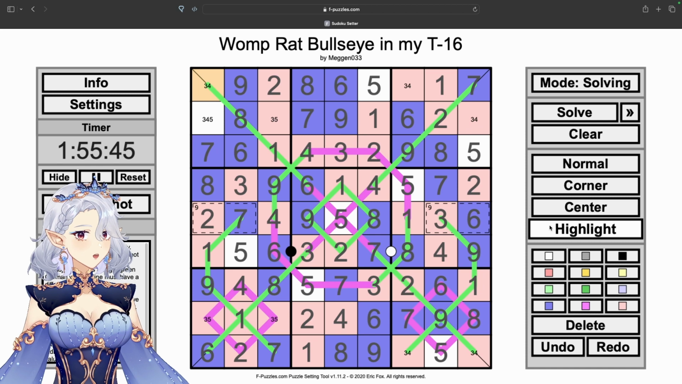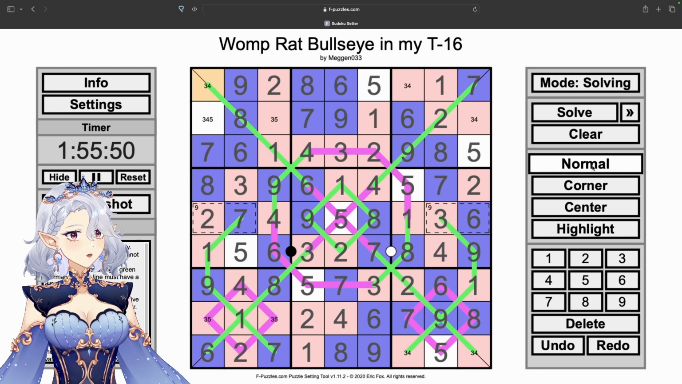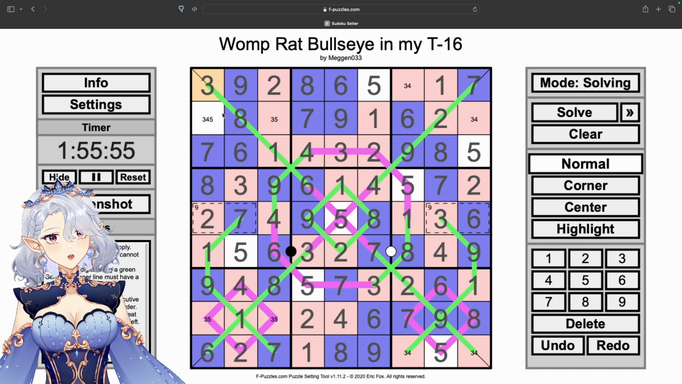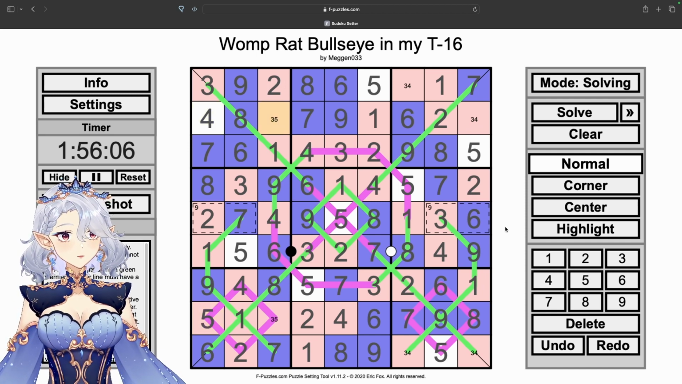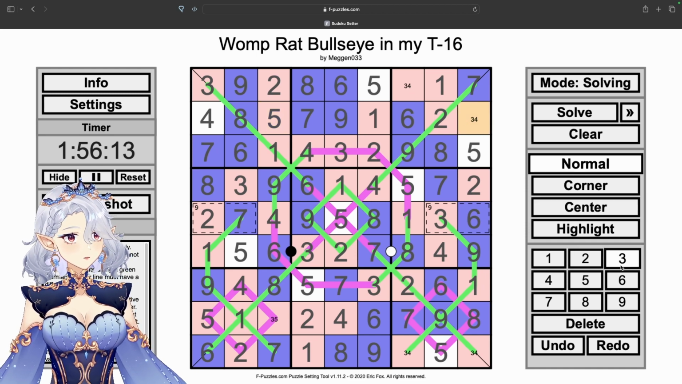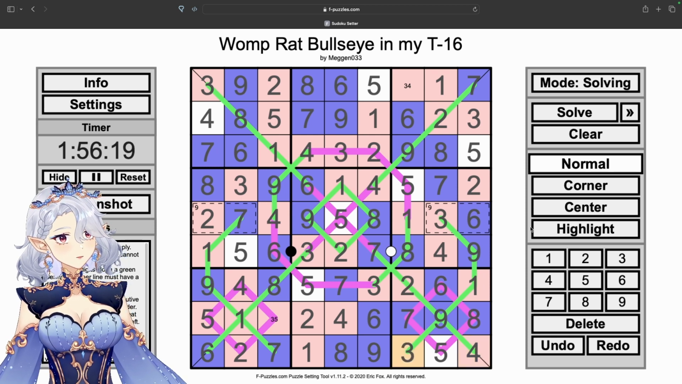4 plus 4 is 8, so it cannot be, this has to be a 3. Because it has to be 5 away from each other, which is 3 plus 5 is 8. Which means this has to be a 5. This has to be a 4. This has to be a 5. This has to be a 3. This has to be a 4. This has to be a 3. And this has to be a 4.